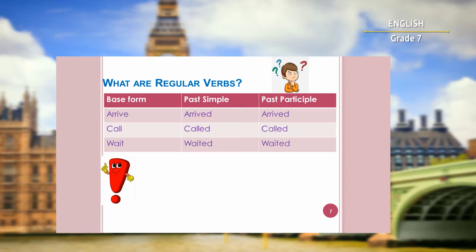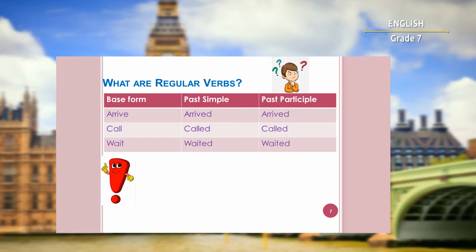Regular verbs in English create the past simple and past participle by adding the ed ending to the base form. Let's have a look at the table below and read the examples. Base form arrive, past simple and past participle arrived. Base form call, past simple and past participle called. Base form wait, past simple and past participle waited.